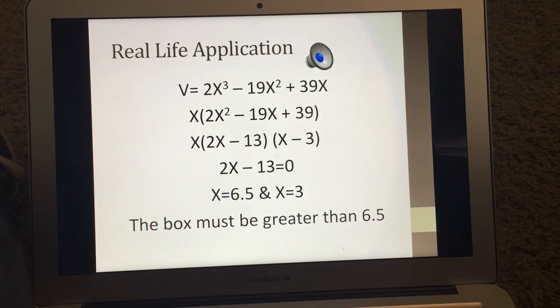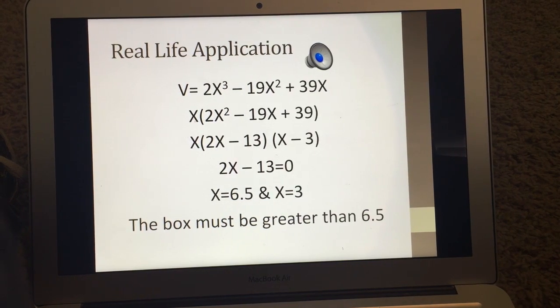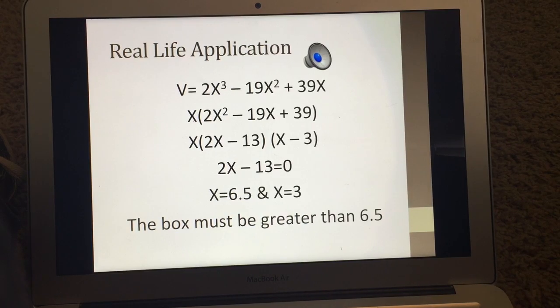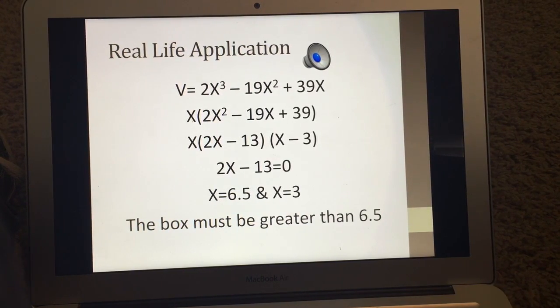So you want to set those both equal to 0 and solve. So you get x equals 6.5 and x equals 3. So that lets you know the box must be greater than 6.5.